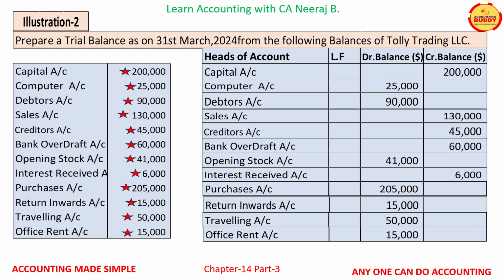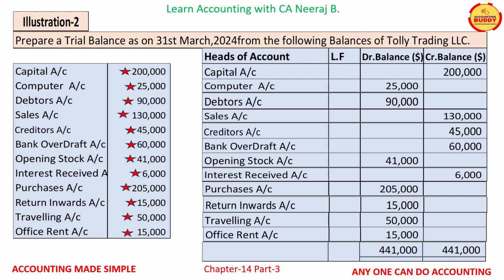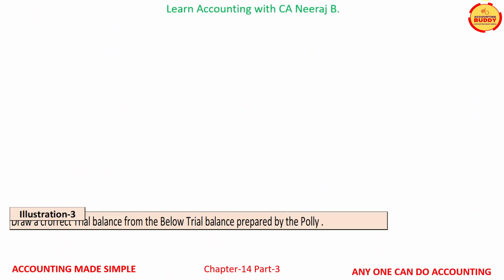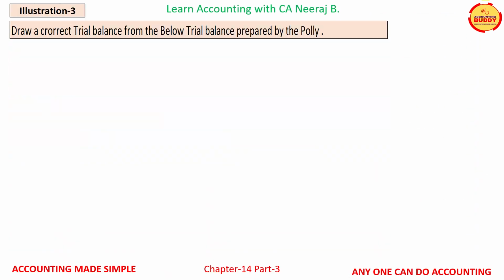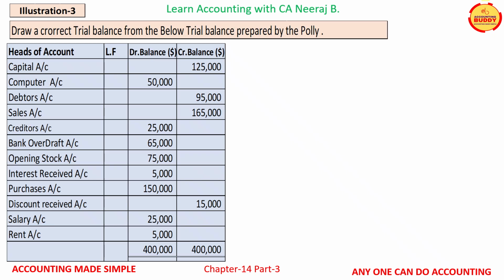When both the debit and credit columns of a trial balance are totaled and both the columns have the same balance, this confirms the arithmetical accuracy of the trial balance. Let us draw a correct trial balance from the below trial balance prepared by Polly. The trial balance appearing on your screen is tallied and both the columns total is $400,000.